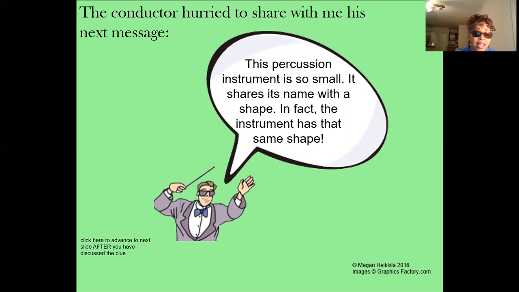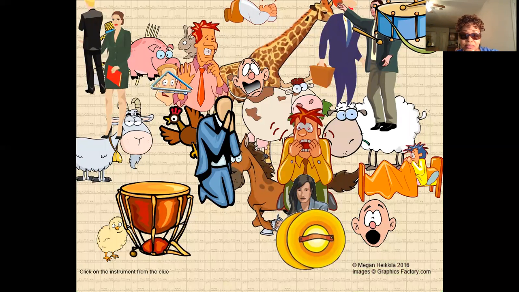The next code says, this percussion instrument is so small, it shares its name with a shape. In fact, the instrument has that same shape. What are our shapes? We have the square, the rectangle, and the triangle. We have other shapes as well, but for now, we'll just focus on these shapes: the square, the rectangle, and the triangle. Do you remember the name of the shape that has its name as the instrument's name? Let's look to find out.